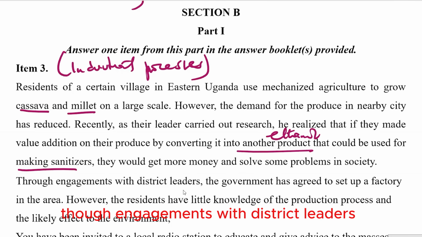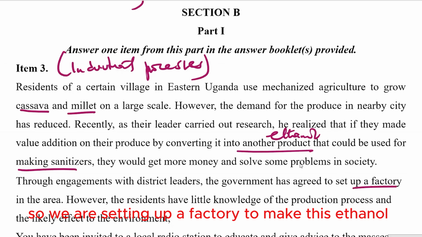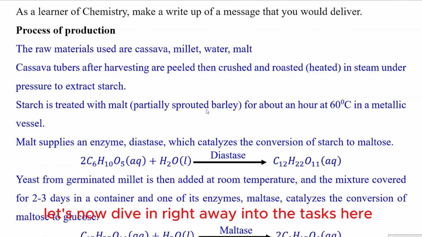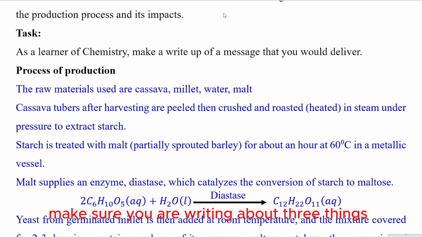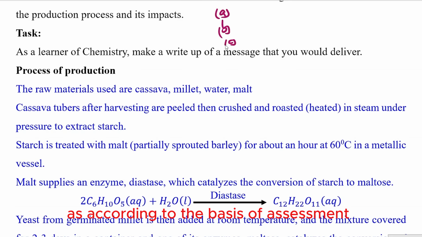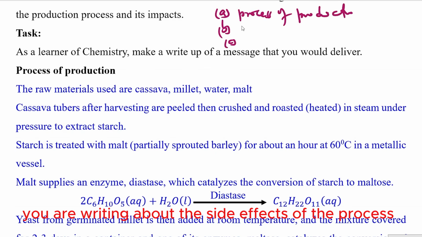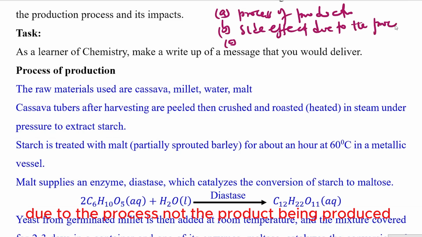Through engagements with district leaders, the government has agreed to set up a factory. So we are setting up a factory to make this ethanol. However, the residents have little knowledge of the production process and the likely effect on the environment. Let's now dive right away into the tasks here. So under items 3 and 4, make sure you are writing about 3 things according to the basis of assessment. You are writing about the process of production. Then you are writing about the side effects of the process. The side effect must be due to the process, not the product being produced.